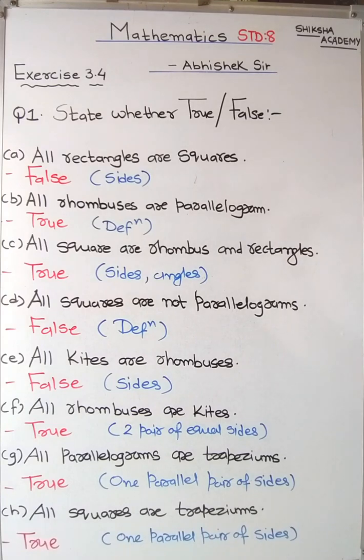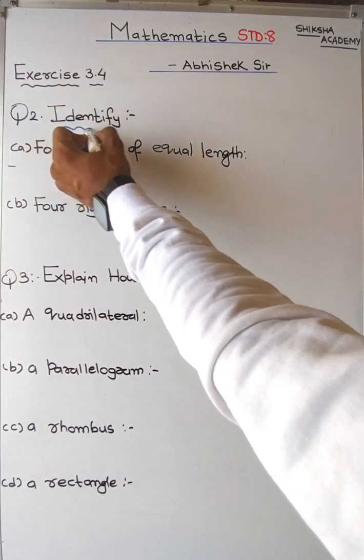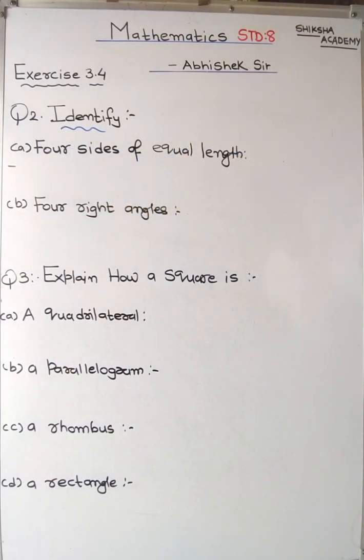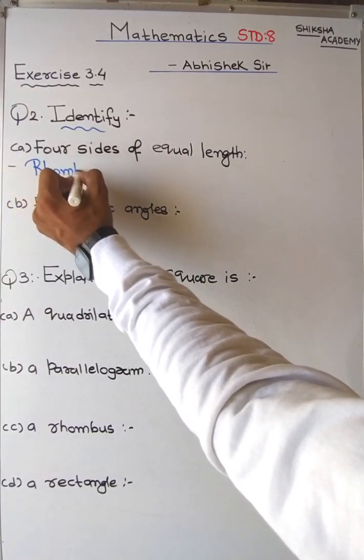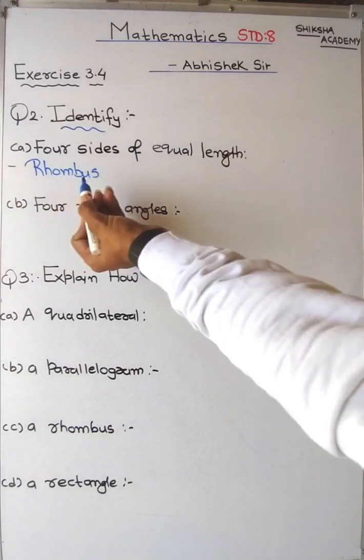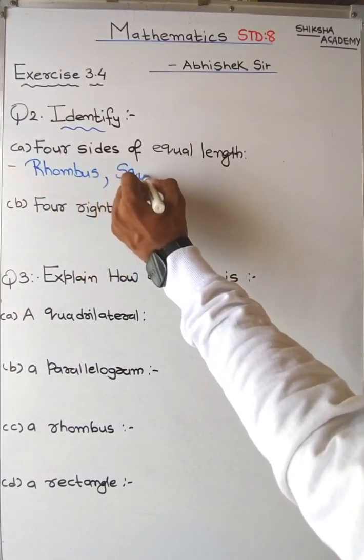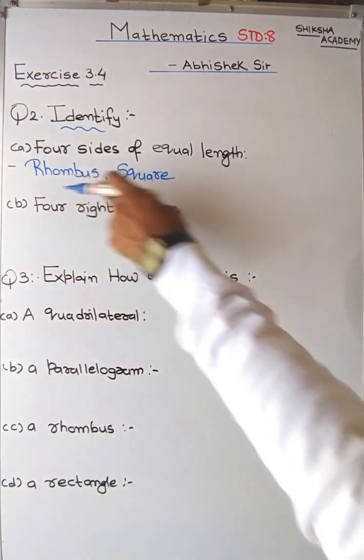Moving on to the next question. Moving on to question number 2, that is very easy. We have to identify a quadrilateral in which four sides are of equal length. So we have more than one answer over here. For example, the first answer may be rhombus because we have four sides of equal length in a rhombus. But we also have one more quadrilateral, that is square, in which we have four sides of equal length. That is why in question number 1 we compared these two.